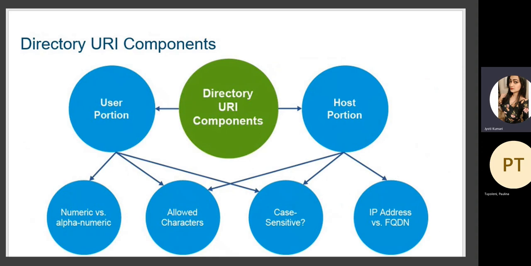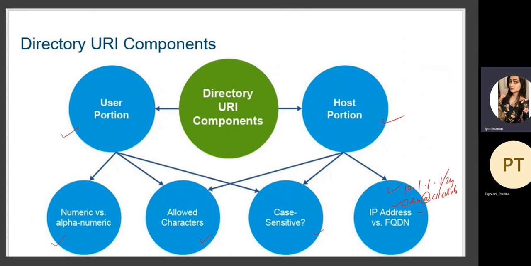Directory URI components. It has a user portion and a host portion. It has a numeric versus alphanumeric format, and allowed characters. Case sensitive, is it? No. IP address versus FQDN. IP address is obviously different; it is in the format 10.1.1.1/24. FQDN, on the other hand, will be something like John at cll.collab or anything. That will be its fully qualified domain name, and that will be its IP address.